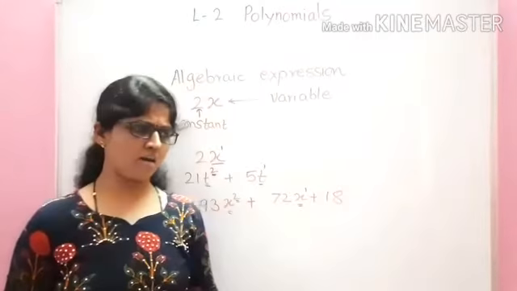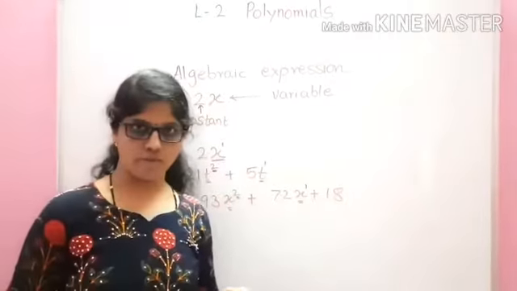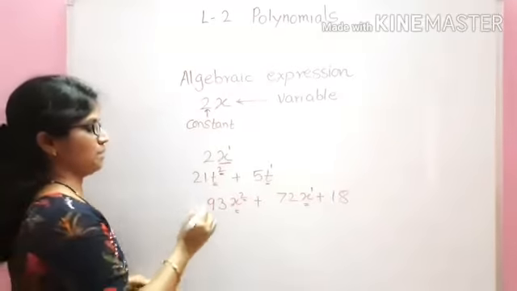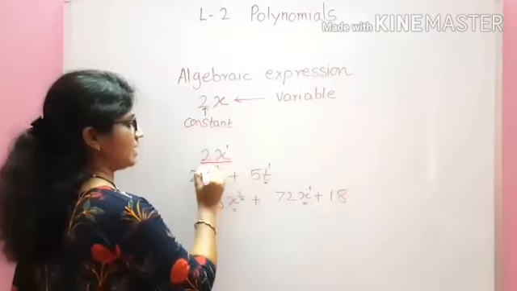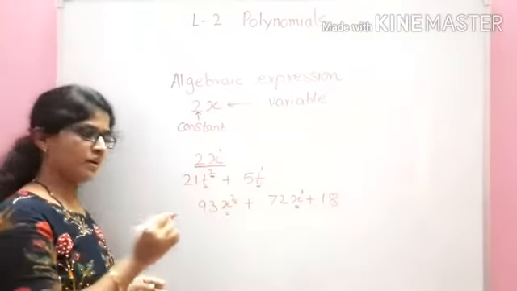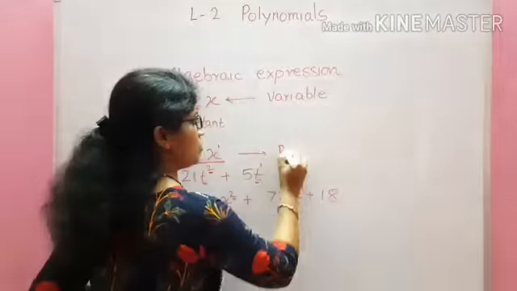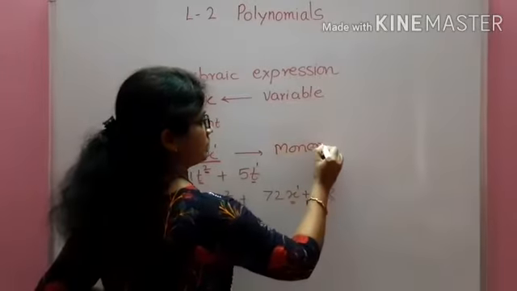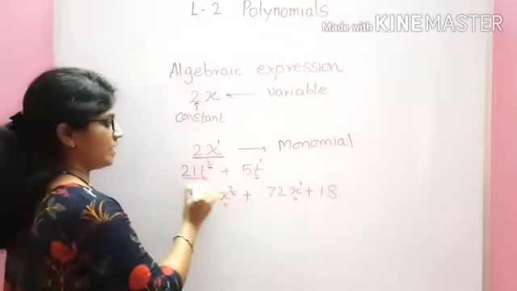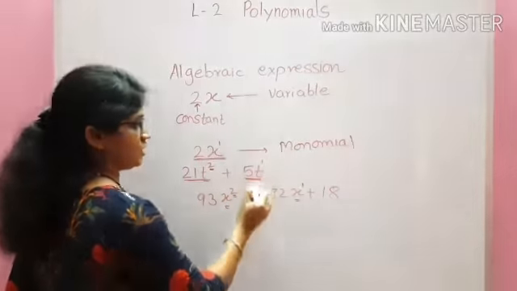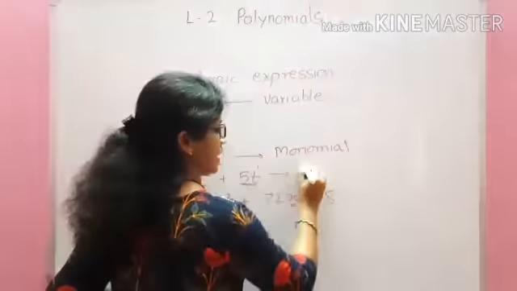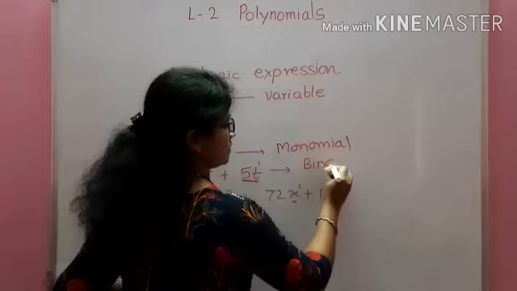Now there are different types of polynomials depending on the terms. Each polynomial has terms. Now in this, it contains only one term. When a polynomial contains only one term, it is known as a monomial. Now here 21t square and 5t. It contains two terms, so it is known as a binomial.